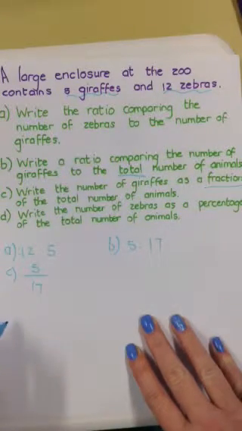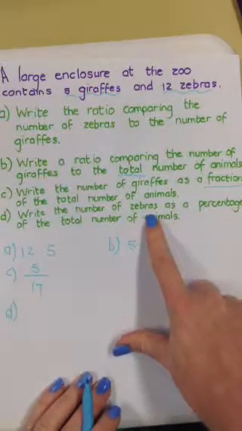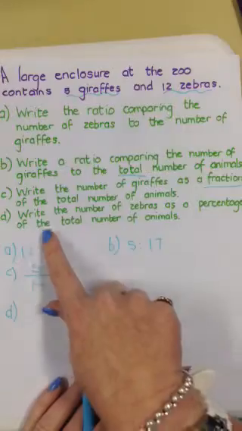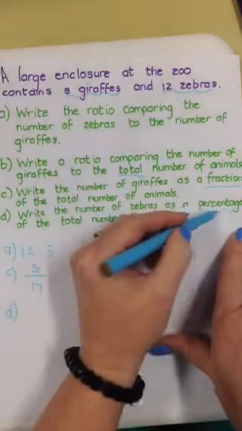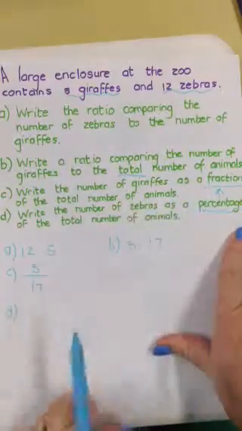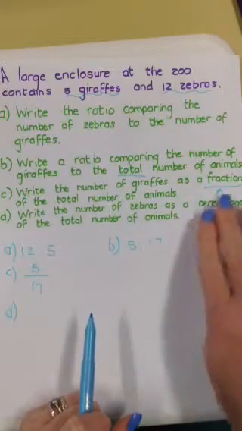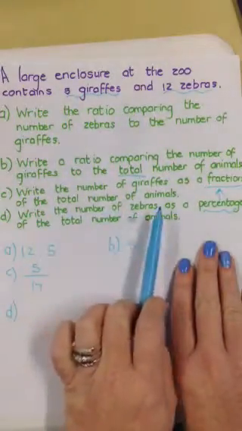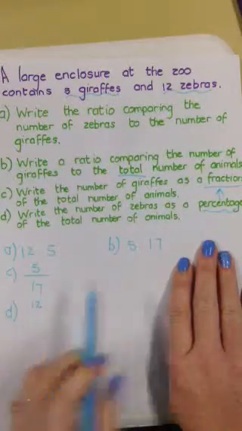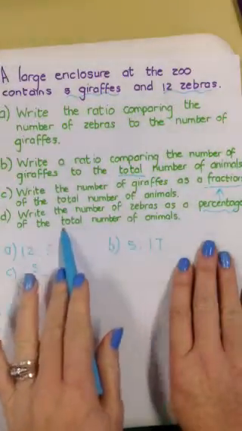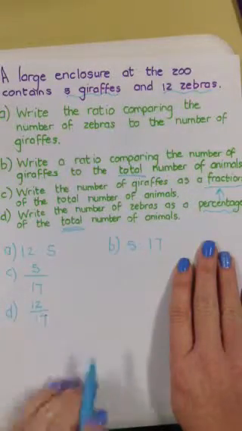And then D, write the number of zebras as a percentage of the total number of animals. The first thing you do when you see the word percentage is you make a fraction, okay? Because we know how to change a fraction into a percentage. So let's start off with our fraction. Write the number of zebras. So how many zebras have we got? We've got 12. As a percentage of the total number of animals. So our total number is 17. So we make a fraction first.